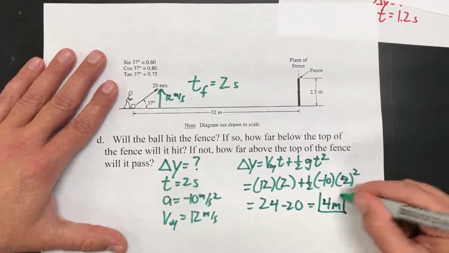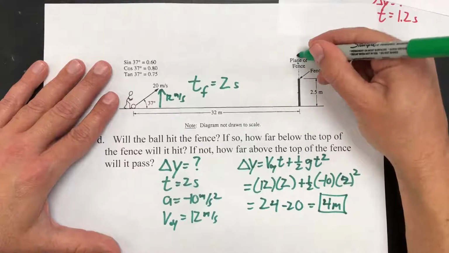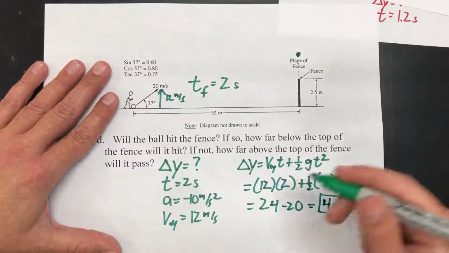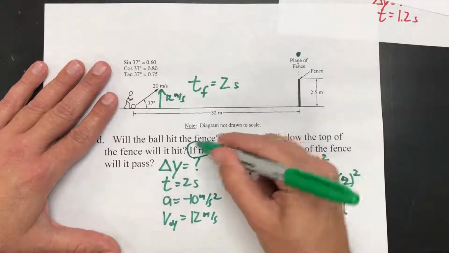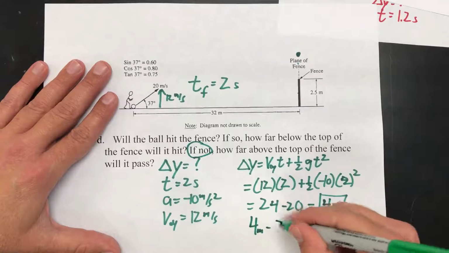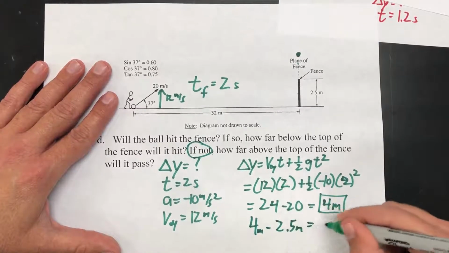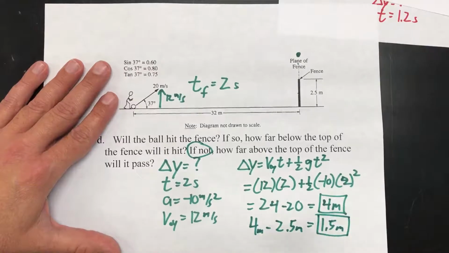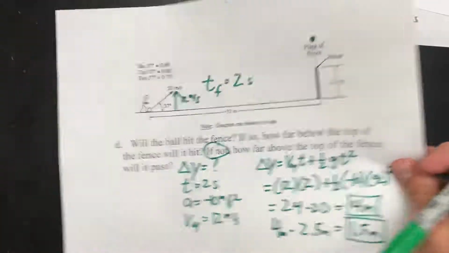Now remember what you just solved for here. This is its height when it is 32 meters to the side after 2 seconds. So we have decided that it will not hit the fence, but we also need to do the final step, which is since the fence is 2.5 meters tall, it's going to clear it by 1.5 meters. So that's the real answer that you're looking for there.